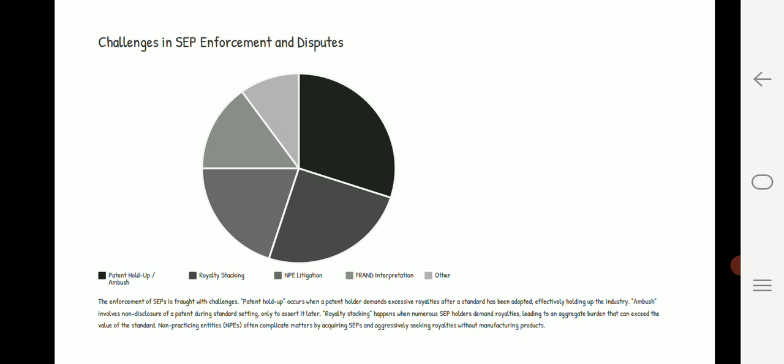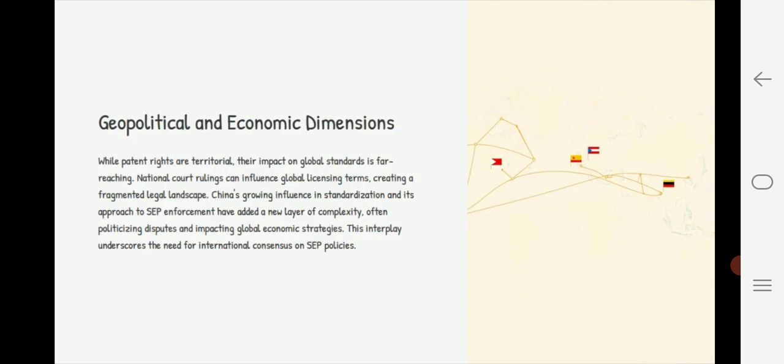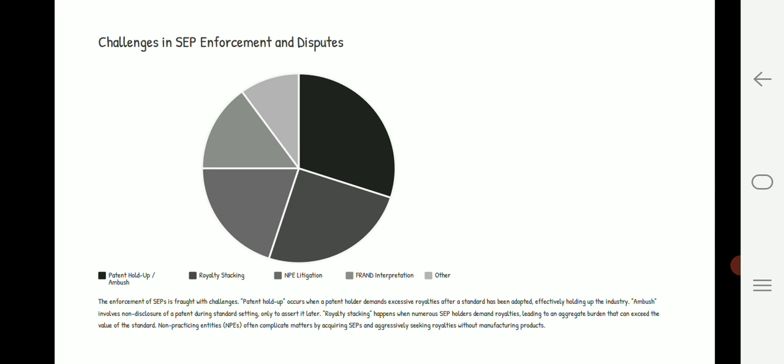Non-practicing entities, which you can also call NPEs, often complicate matters by occupying SEPs and aggressively seeking royalties without manufacturing their products. There are also different types of minor challenges.